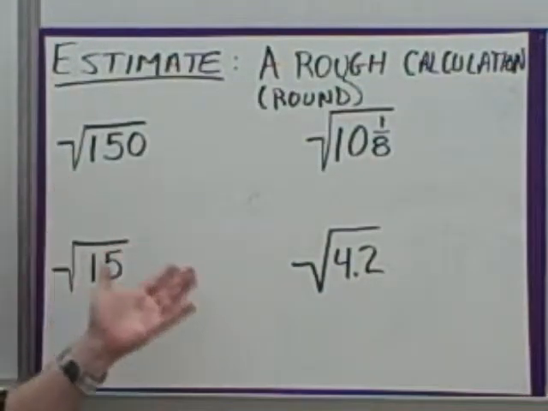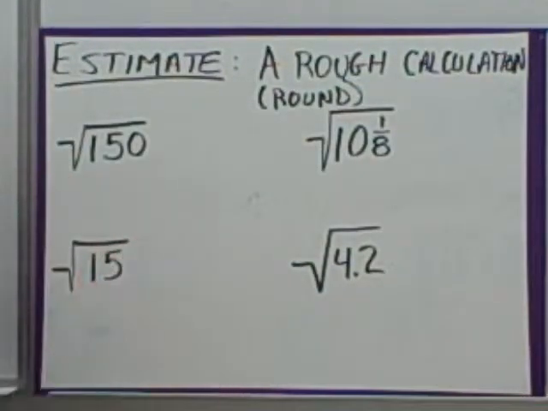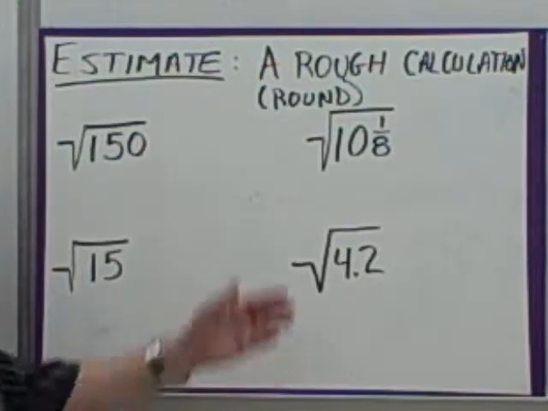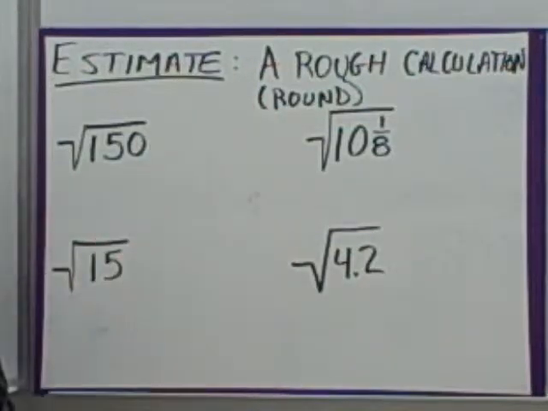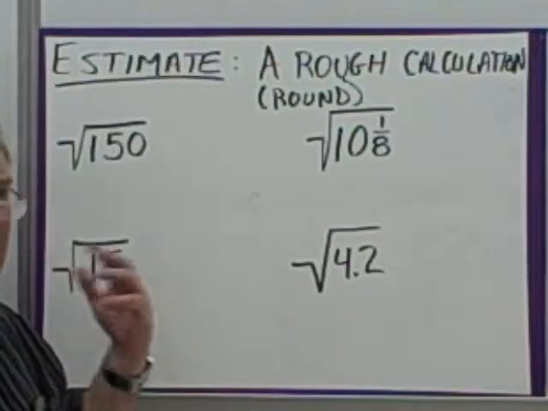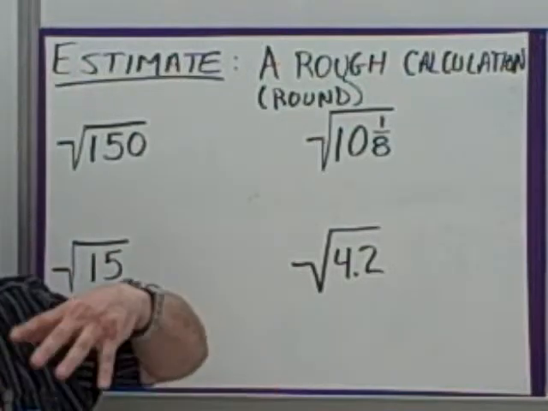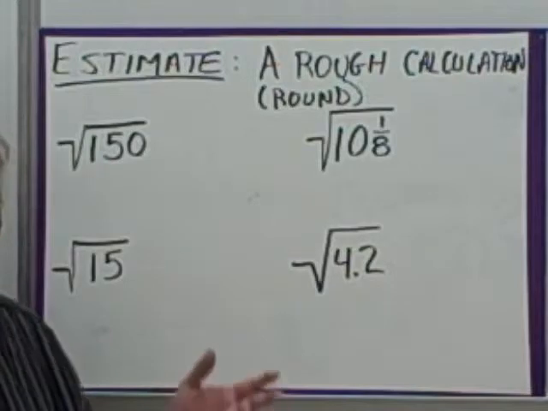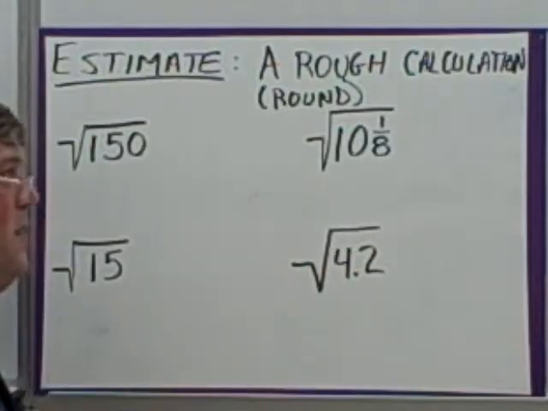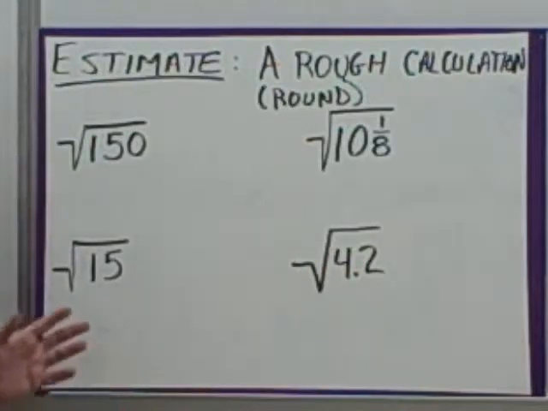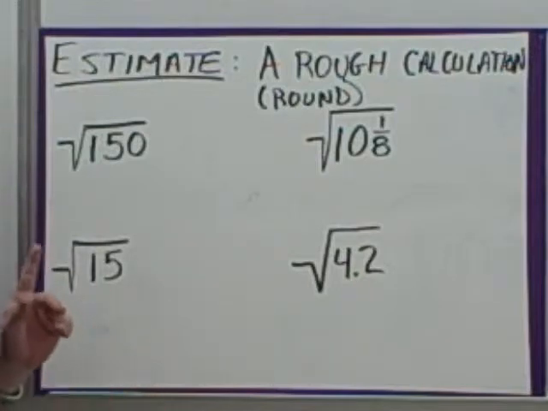All right, estimate. Remember, an estimate is a rough calculation. Yeah, that does mean rounding. But in some cases, you don't get told to specifically round to a certain decimal place. So you might have situations where you just need to have a very rough estimate of what the number is in order to compare with another number. To do that, you need to work with those perfect squares.